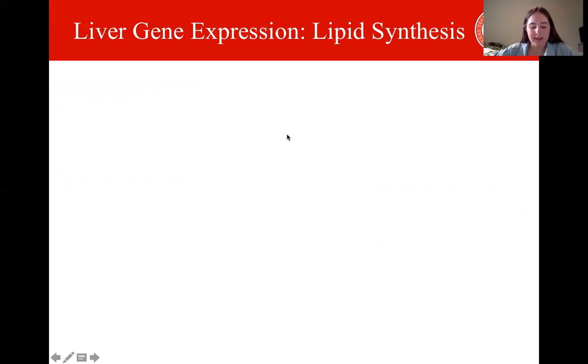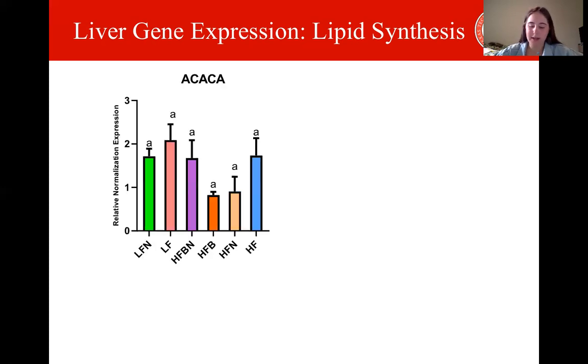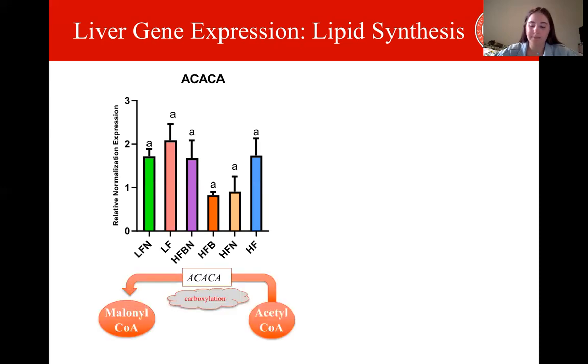Next, we looked at lipid synthesis at the gene level using qPCR to see how beef and pH impact this process. We studied FASN and ACACA, which are fat synthesis genes. ACACA is an enzyme containing biotin that catalyzes the carboxylation of acetyl-CoA into malonyl-CoA, which is the rate-limiting step of beta oxidation, which is used for lipid synthesis.